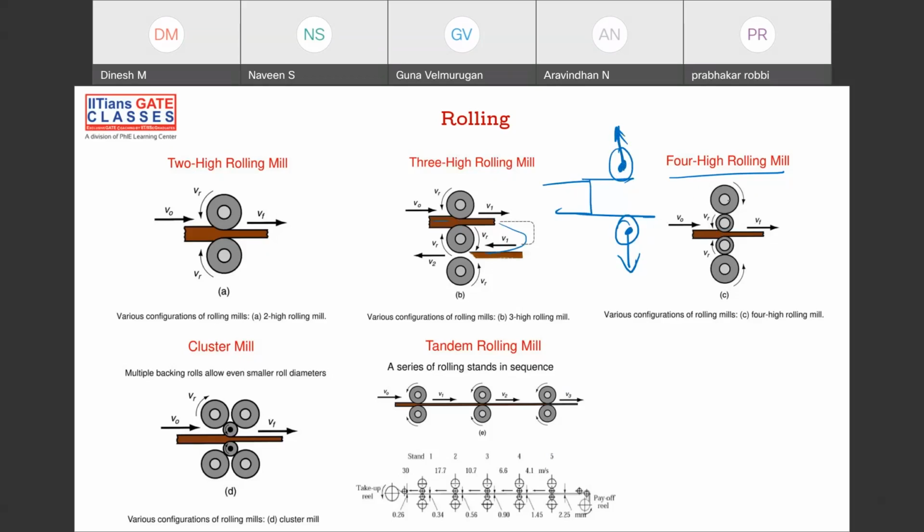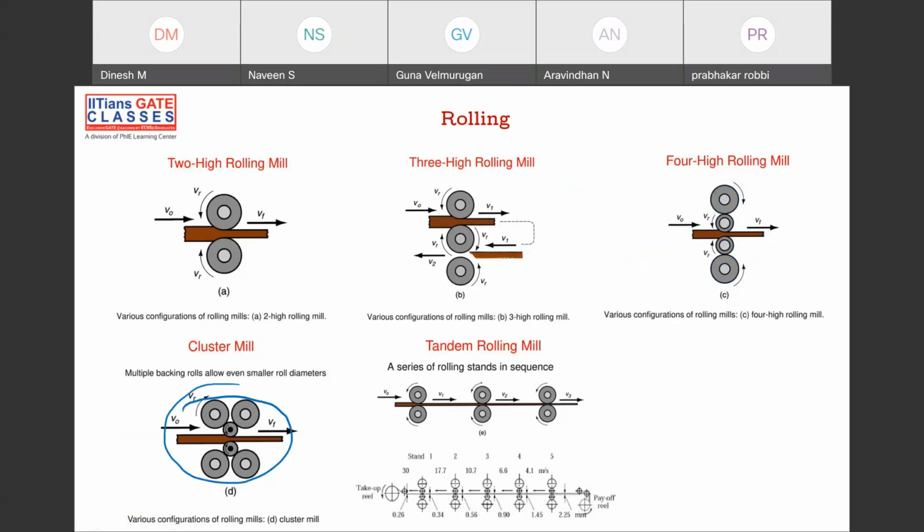So to achieve that kind of very high thickness reduction, what do you do? You have two rollers that are doing the rolling, then support them with support rollers. Obviously, the bearings will be there, so this support roll will help the other rolls do the rolling happily and reduce the thickness. So these are called 4 high mills. And this is another extra two supporters. Instead of one support, two supports have come.